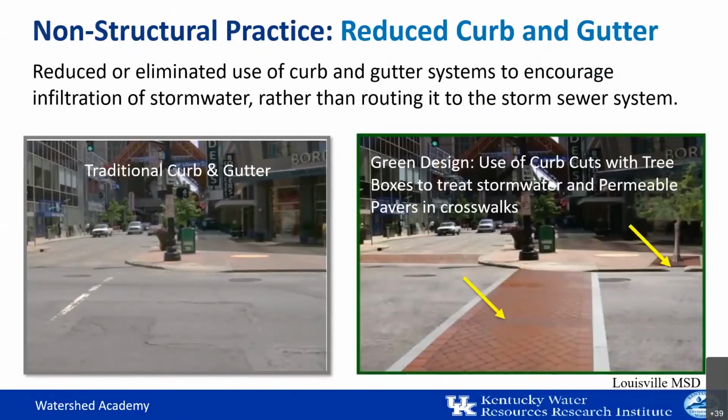A different type of non-structural BMP is a policy to reduce the requirement for curb and gutter systems and instead create curb cuts in inlets, where the yellow arrow indicates, that go into maybe a planted area with a tree where the water can infiltrate. That photo on the right also shows a crosswalk that used permeable pavers to allow for additional stormwater infiltration.